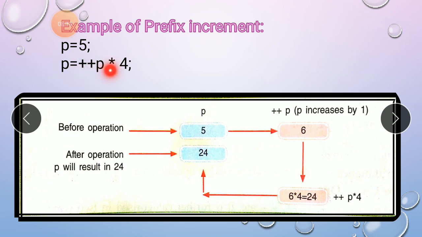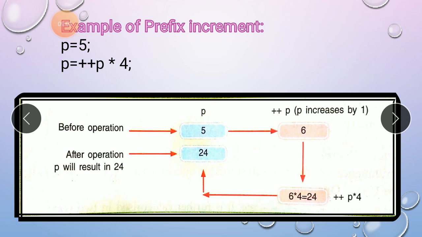This operator works on the principle of change before action. Here the action is P into 4. The value of P into 4 should be calculated and that result should be assigned to the variable P. But here plus plus P means change before the action. So the value of P will be increased by 1 and then the result will be multiplied with 4. Let us see. Before operation, P value is 5 here. Next, plus plus P. P will be increased by 1.